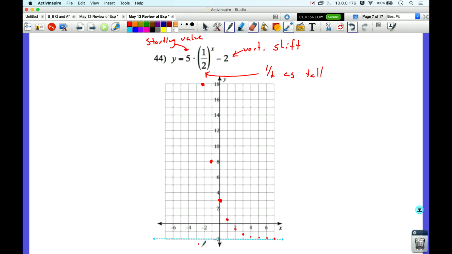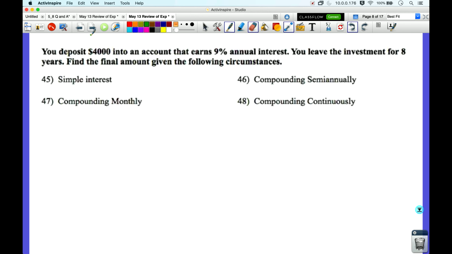So her height went 20, 10, 5, 2.5, but the vertical shift moved everything down 2 units. And that's what our graph looks like. It shoots off to positive infinity this way, and then in this direction it levels off to -2, never exactly equaling -2, but just getting closer and closer.